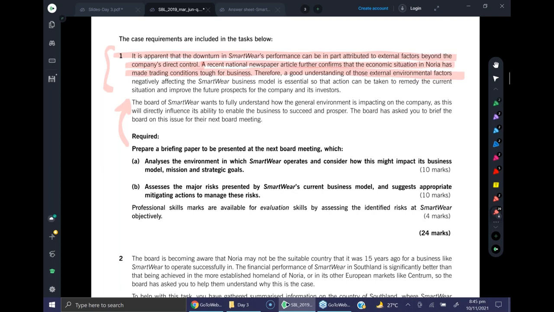So therefore, a good understanding of those external environmental factors negatively affecting the Smartwear business model is essential so that action can be taken to remedy the current situation and improve the future prospects for the company and its investors. The board of Smartwear wants to fully understand how the general environment is impacting on the company, as this will directly influence its ability to enable the business to succeed and prosper. The board has asked you to brief the board on this issue for their next board meeting.